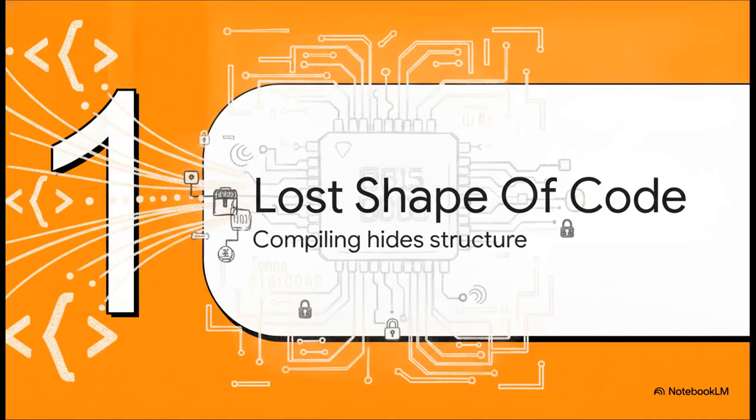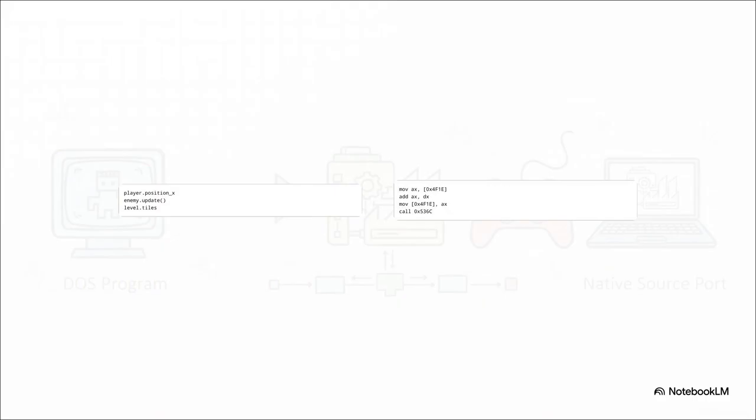All right, Section 1. The lost shape of code. Let's get right to the core problem. We all know that when a game is compiled, the original source code doesn't just vanish into thin air. The logic absolutely remains. The computer still has to run it, after all. But the code completely loses its human-readable shape.